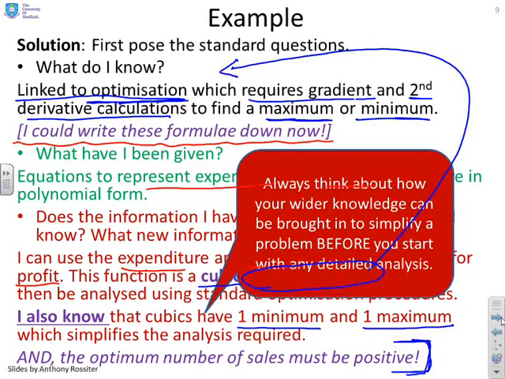So here's the thing. Always think about your wider knowledge. Don't be too narrow-minded. Sometimes knowledge from totally different fields comes into play. Here, I'm using knowledge about cubics, which is mathematics. Okay? I'm using knowledge about the real world. The number of sales must be positive. And that's one of the skills that you have to generate when you're solving a problem. Always think about it. Is there some wider knowledge I can bring in here? And if I do that, will it make the problem any easier? Usually the wider knowledge you need is pretty obvious.